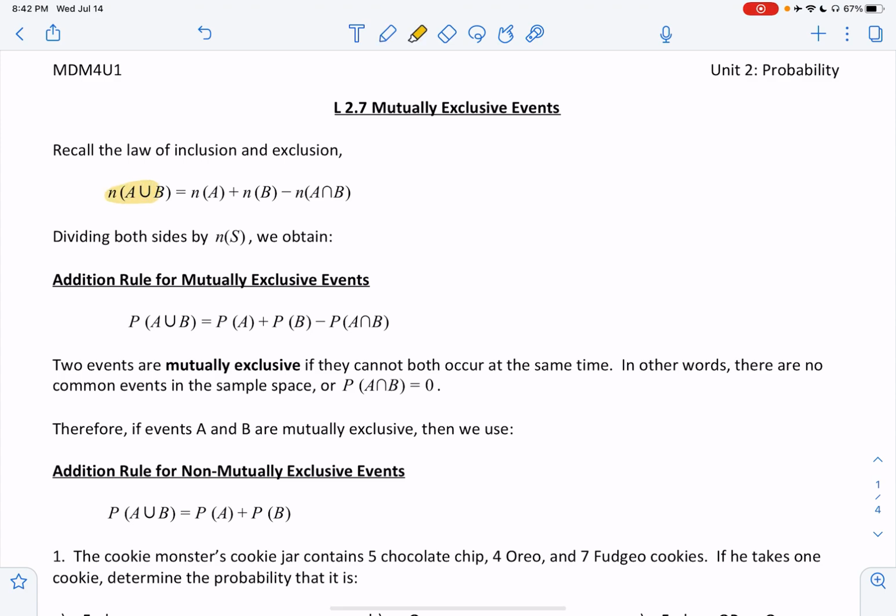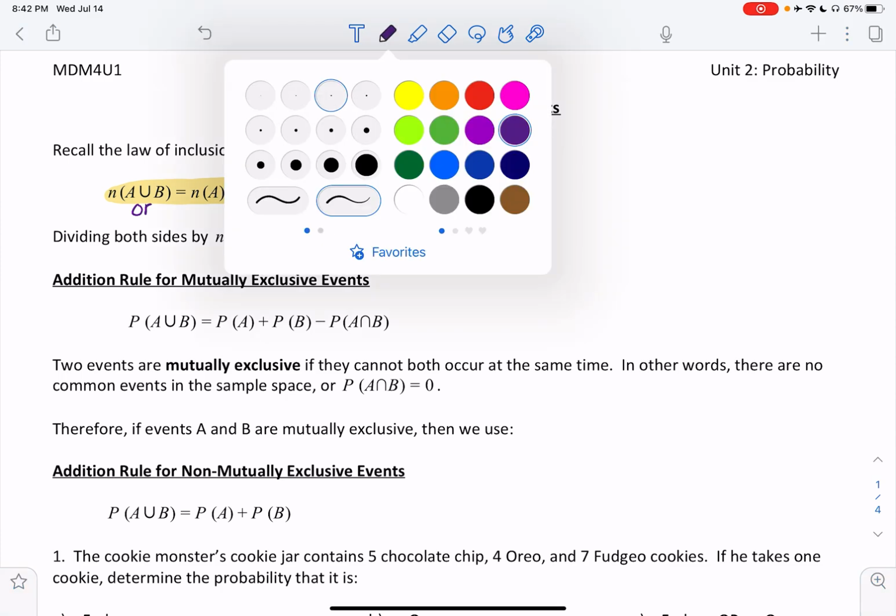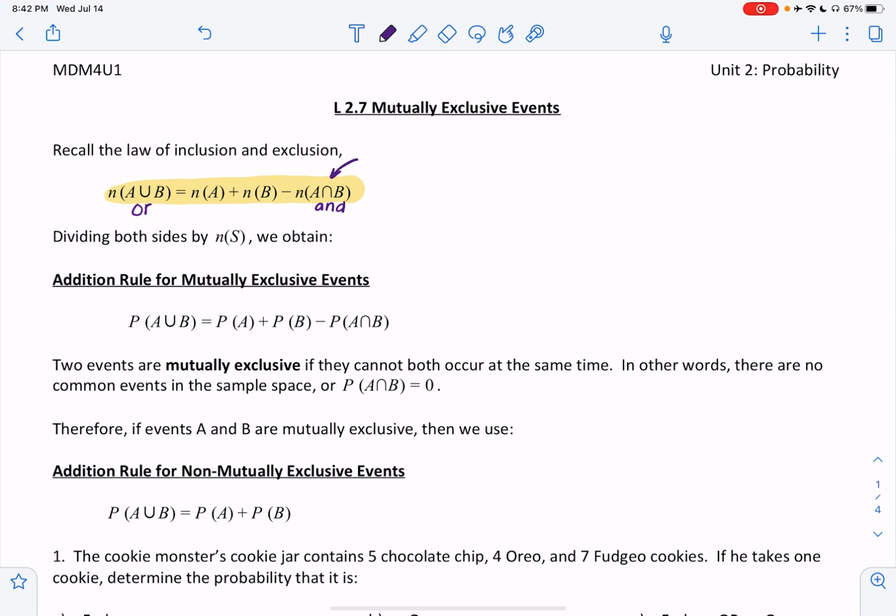So, the number of ways A or B could happen is equal to the number of ways A can happen plus the number of ways B can happen minus the number of ways A and B can happen. Now, what we're doing with this subtraction here is we are removing the double counting. Just like we do with our Venn diagrams, right?